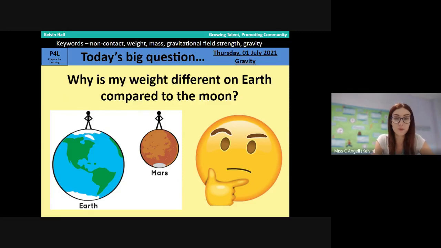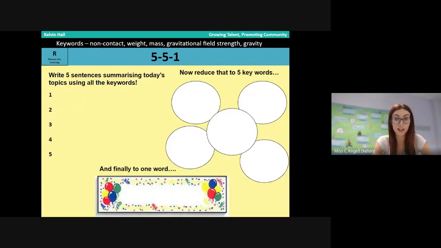So just to finish off then, we're going to do a little bit of reviewing of our learning. It's important that we do this to close our brains back in and to make sure that we keep all this information locked in. So on your piece of paper, write 5 sentences summarizing today's topics using all the keywords you can think of. If you're not sure, look at the top of the slide. I've put some keywords up there for you. I then want you to take those 5 sentences and choose 5 keywords. And then I want you to summarize what you think is the most important keyword we've done today. So again, pause the video so you've got some time to think about this.